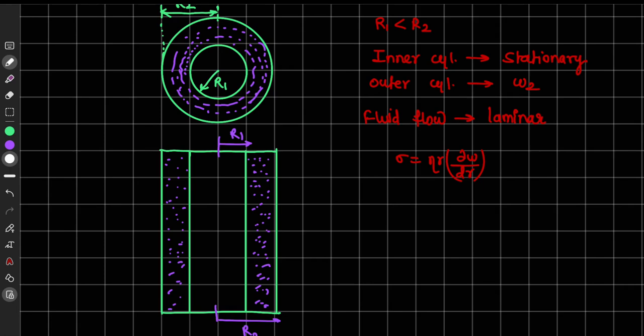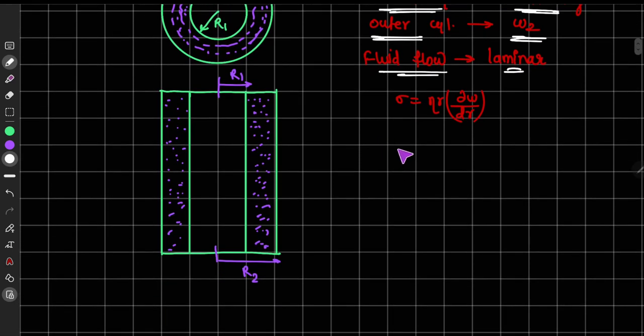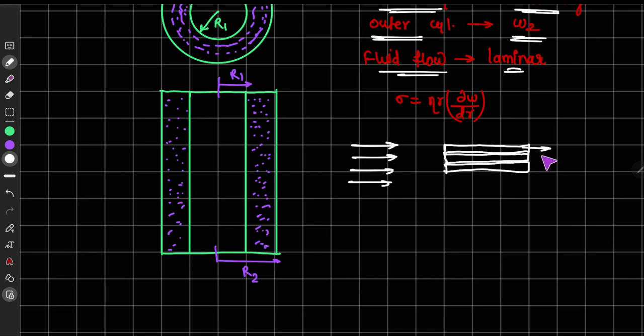Now here R1 is less than R2, the inner cylinder is stationary and the outer cylinder is rotating with the angular velocity omega 2. The fluid flow is laminar. What is the meaning of this? Let us say the fluid is flowing in this particular direction, then we have different layers of the fluid, and if one layer of the fluid is flowing smoothly over another layer of the fluid, then we can say the fluid flow is laminar.